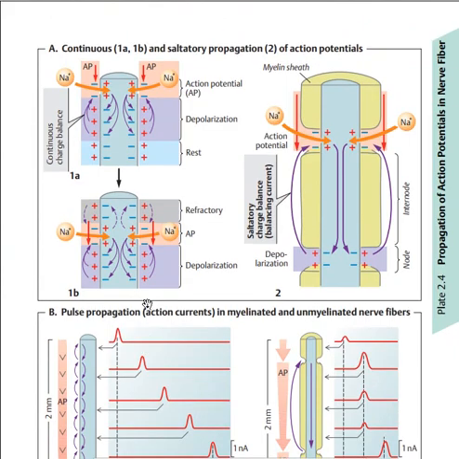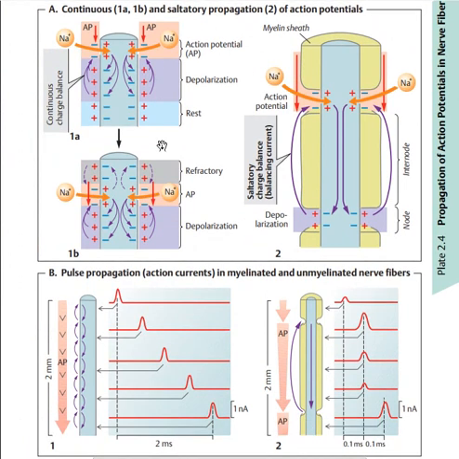So now let's see the continuous and the saltatory propagation of action potential. You need to know that there are certain types of neurons that have saltatory propagation and others have continuous propagation. Saltatory propagation is given via the myelin sheath. When you have myelin sheath covering the cell, that's going to produce a saltatory propagation. And when there is no myelin sheath, it's going to produce a continuous propagation.